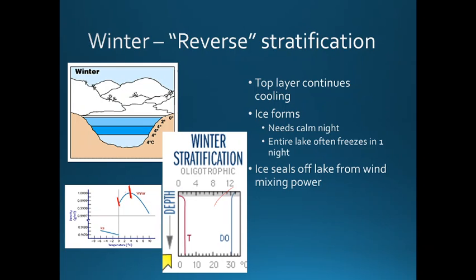So once you get ice, it seals that lake off from the mixing power of the wind, and you can have this stratification. So even though these density differences between the 0 and the 4 degree water are not that strong, because you have no wind action, it will create this reverse stratification.